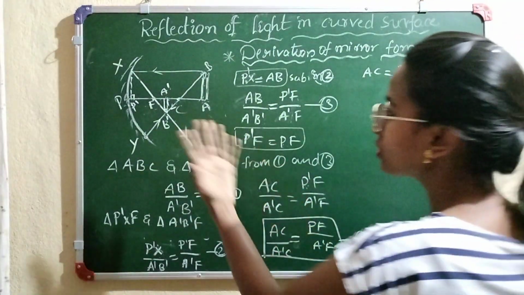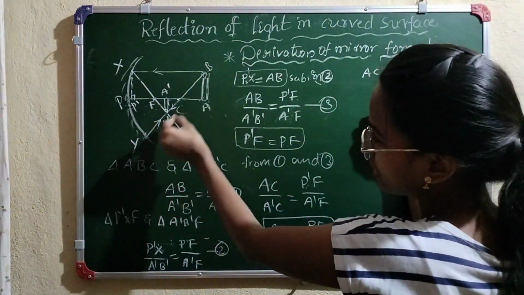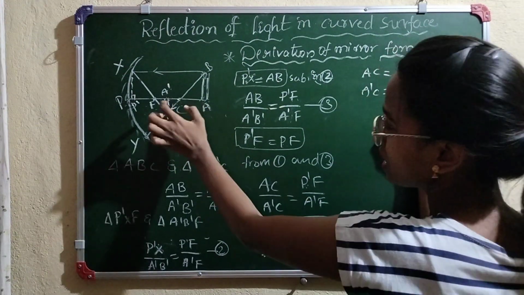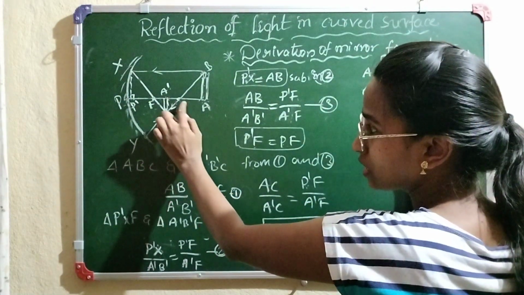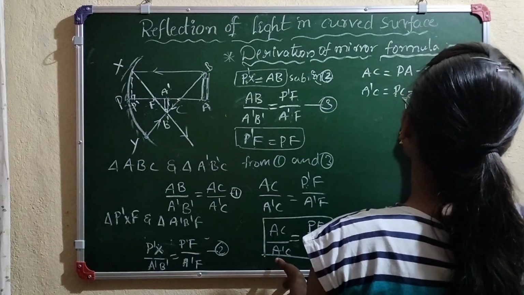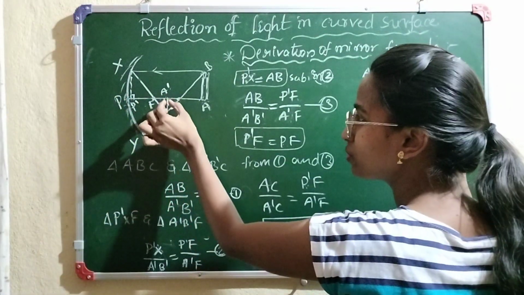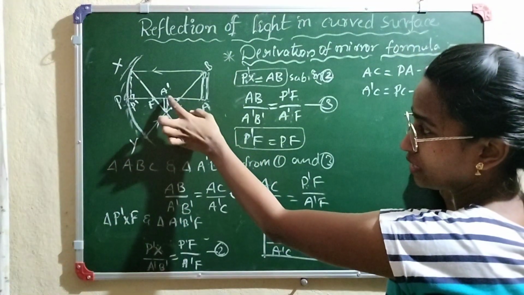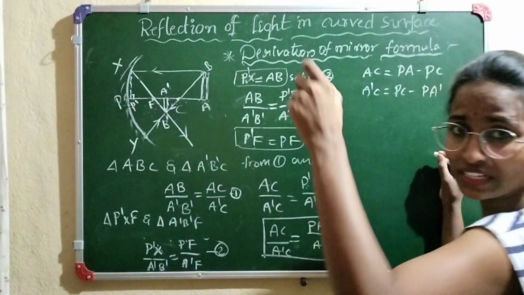Next term, A dash C, the adjacent side in the small A dash B dash C triangle. A dash C is equal to PC minus PA dash. If we subtract P to A dash from P to C, we get the A dash C value, this small one.